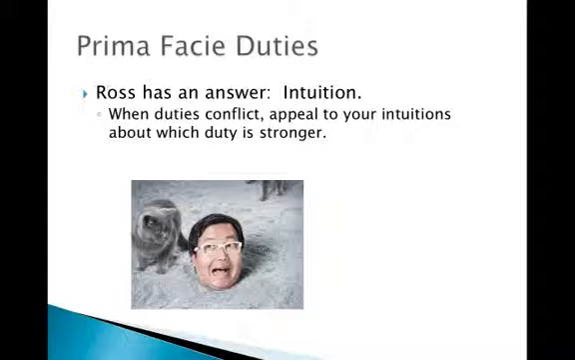So, when you come up with this conflict between helping your mother or keeping a promise, your intuition says, help your mother. Therefore, you should help your mother. That's Ross's account. That's his answer. So, it's not the utilitarian answer, but it's a way to deal with conflicts between duties.